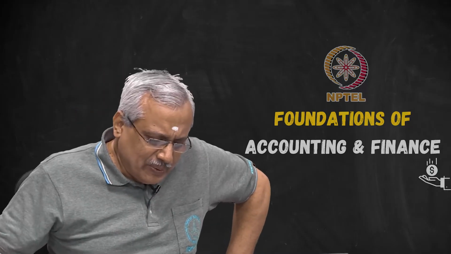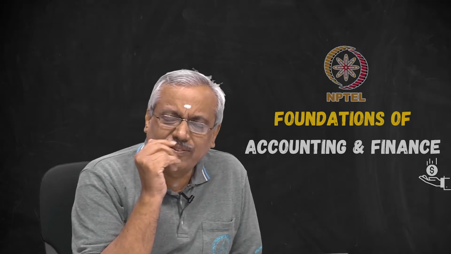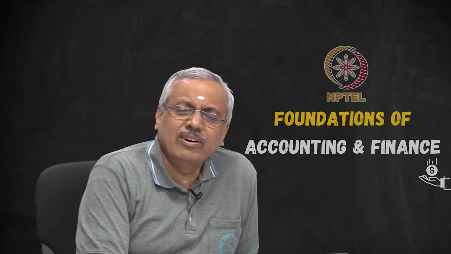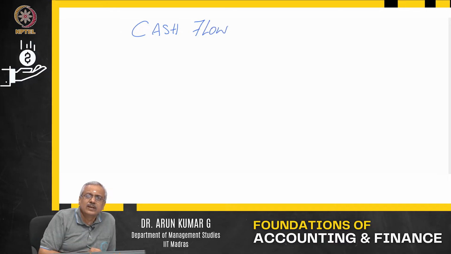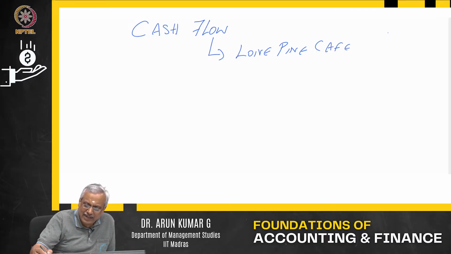Now we get back to the cash flow statements. Now that we have finished the income statement and the balance sheet, the next obvious step is we move to the cash flow statement. We did a small example of a cash flow statement. We worked on the Lone Pine Cafe, and we prepared a cash flow statement for that.